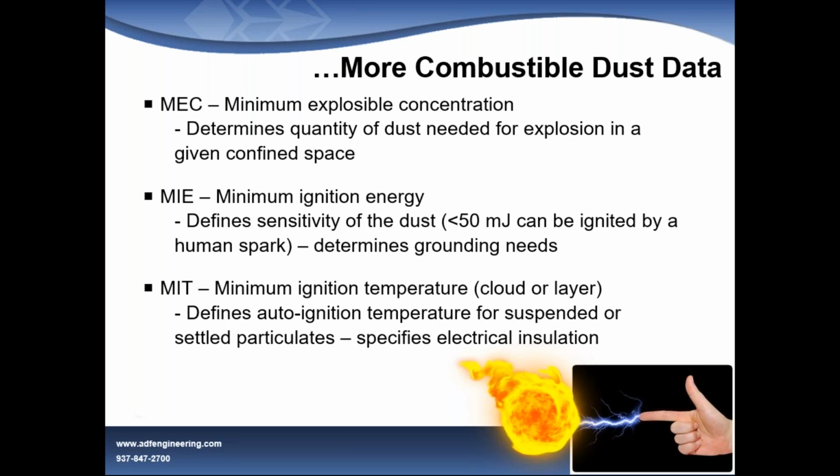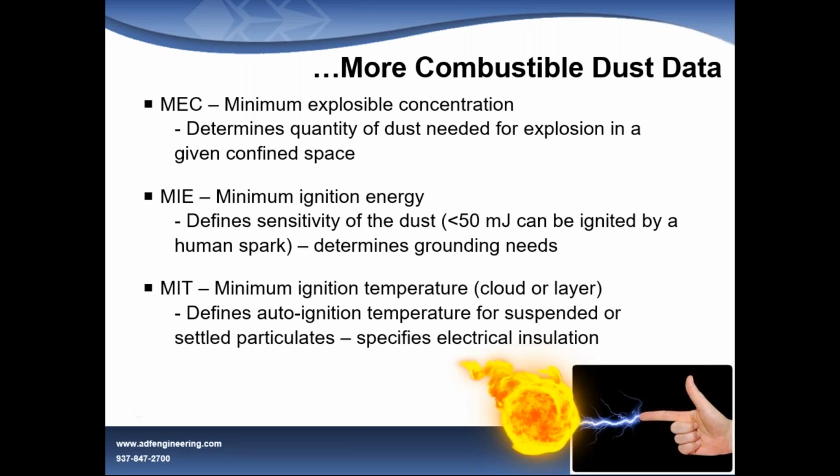MIE is critical. That's your minimum ignition energy. That defines how sensitive your dusts are to ignition. And the lower the value, the worse it is. When you get below 50 millijoules, a number of additional requirements come into play from the standards. And actually, a human spark is generally about 30 millijoules, 25 to 30. But NFPA 77, which defines the requirements for static electricity, come into play whenever you go below 50 millijoules. That'll determine the bonding and grounding needs in your facility.